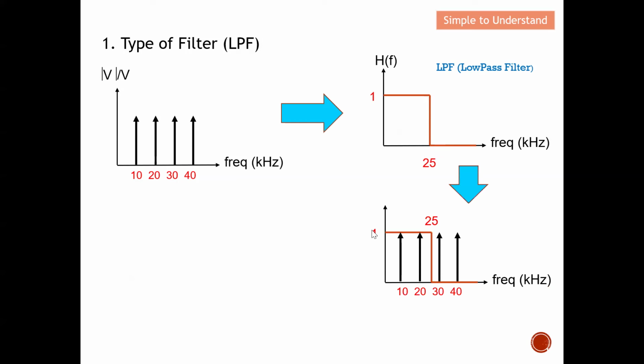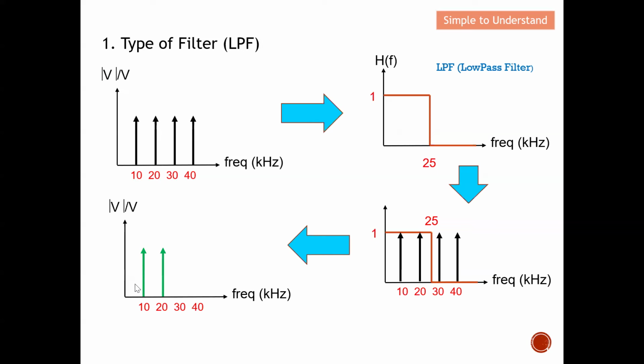So from here, you can see that this is pass, and this is stop. After they go through the low pass filter, you are quite sure that only the frequencies at 10 kilohertz and 20 kilohertz will be able to pass, while the signals at 30 and 40 will be rejected by this low pass filter. You can see that all the low frequencies can pass, while the higher frequencies will be rejected. Therefore, this is what we call a low pass filter.